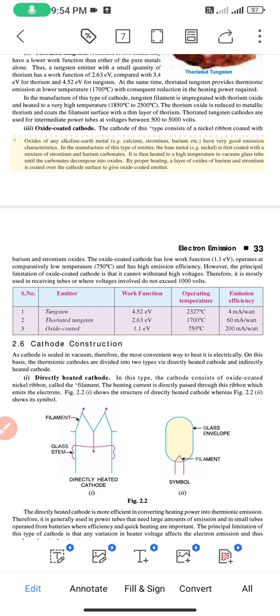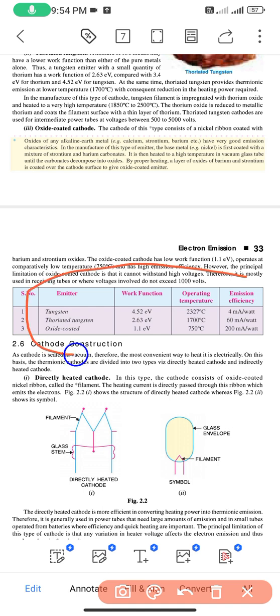Now we will compare these three types of emitter. Number one, for tungsten emitter, work function 4.52 electron volt, operating temperature 2327 degrees Celsius and emission efficiency 4 milliampere per watt.